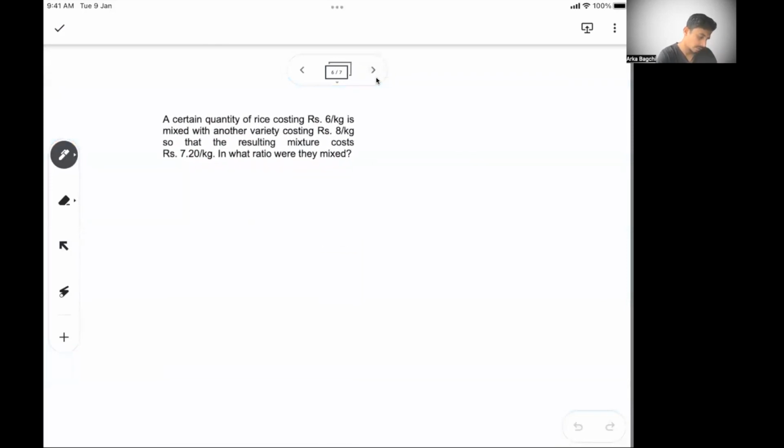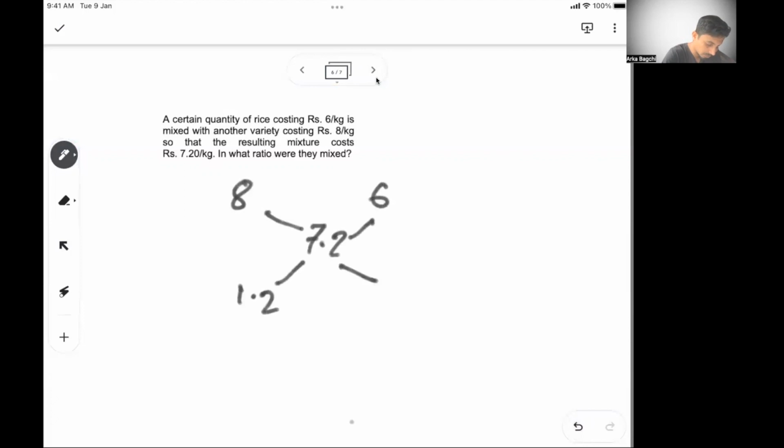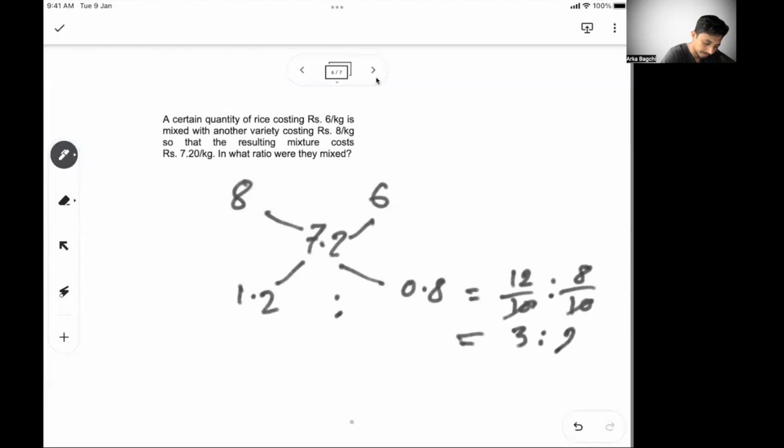A certain quantity of rice costing 6 rupees per kg is mixed with another quantity of rice at 8 rupees per kg, and the mixture costs 7.2. So again, I know 6, I know 8, and the resultant is 7.2. So this is basically 1.2, and 8 minus 7.2 becomes 0.8. 1.2 is to 0.8 is basically 12 by 10 is to 8 by 10, the 10s get cancelled, so this is 3 is to 2. What is the ratio in which they will be mixed?